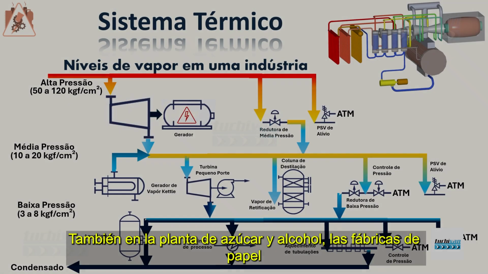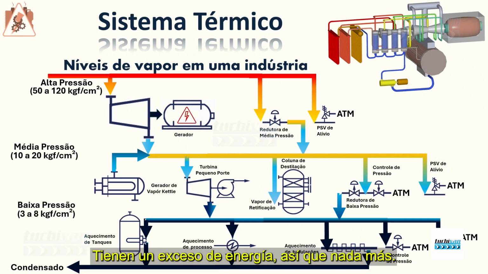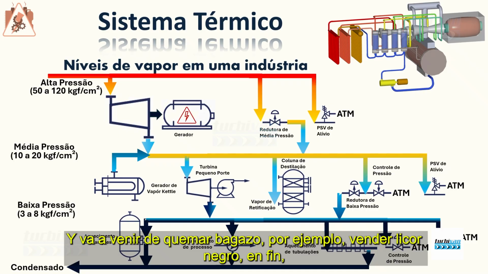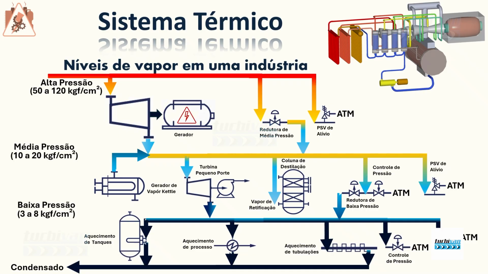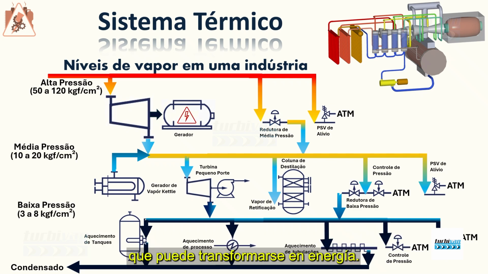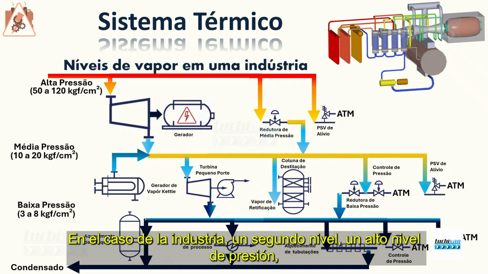Also in the sugar and alcohol plant and the paper mills, they have an excess of energy, so nothing is more interesting than to generate electricity with this excess energy. And it will come from burning bagasse, for example, or black liquor, anyway, a series of products that can be fuels that can be transformed into energy. Okay, so there you will have it too.